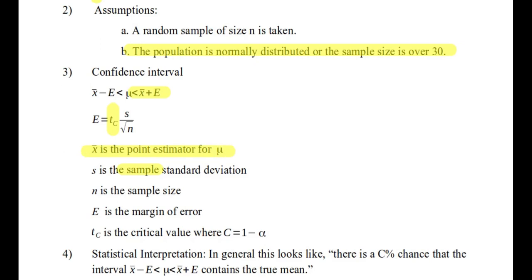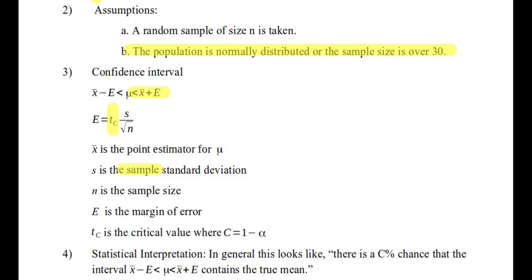Now, x bar is, of course, the point estimator for the population parameter, the population mean, mu. S is, and this is important, this is why we're using t, the sample standard deviation. Remember sigma, the Greek letter sigma, is the population standard deviation. So when you see S, you've got the sample standard deviation. N is our sample size, so no great surprise there. And E is called the margin of error. That's the thing that we're adding and subtracting to x bar to get that interval that contains the true population mean, C% of the time.